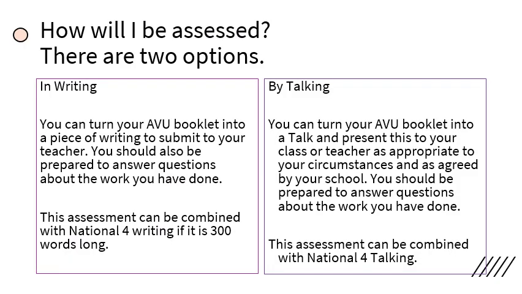There are two options for how you can be assessed for the Added Value Unit. You can be assessed by producing a piece of writing or by producing a talk. If you are producing a piece of writing, you can use the AVU booklet that you've completed to create a piece of writing to submit to your teacher. You should also be prepared to answer questions about the work you have done. This is a useful way of doing it, as this assessment can be combined to gain National 4 writing, so long as it is 300 words long.